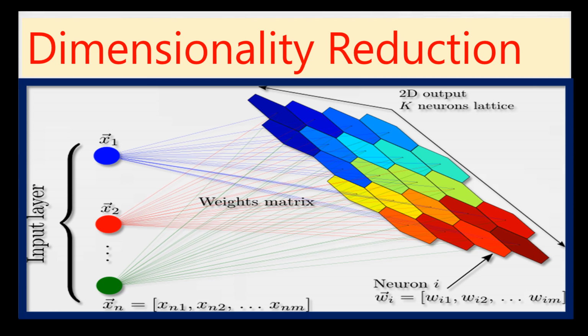Linear dimensionality reduction techniques like PCA work by finding principal components, that is, the directions of maximum variance in the data, and then project the data into a lower dimensional space along these components. This process preserves the most important information in the data while discarding the less important details.